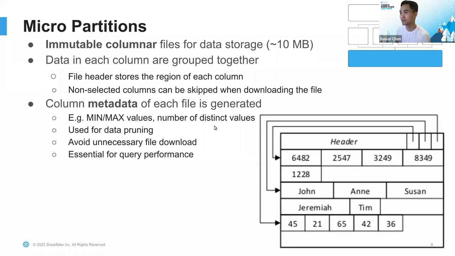And also, column metadata of each file or micro partition is generated when these micro partitions are written. This metadata includes min-max values, number of distinct values, and so on. And it is used for data pruning, which means that during compilation or execution, based on the actual data, we look at the metadata of each file and decide that we can skip the download of certain files. This avoids unnecessary file download and network I/O, and when our files are on remote storages, this skipping of I/O based on data pruning is really essential for query performance.